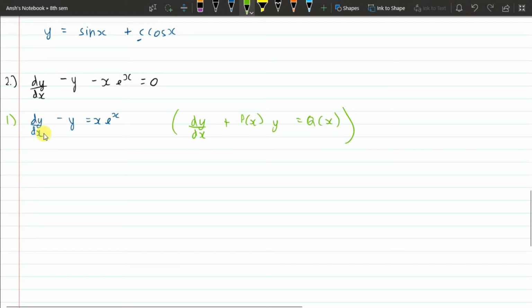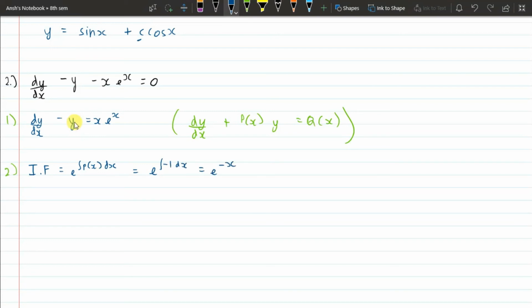Let's proceed with the second step. The second step that we had is finding the integrating factor. So the integrating factor, as we know, is e to the power integral of p of x with respect to x. So in our equation, the coefficient of y is -1. So let's just substitute that. So we have e raised to integral of -1 dx, and this is simply e raised to -x.